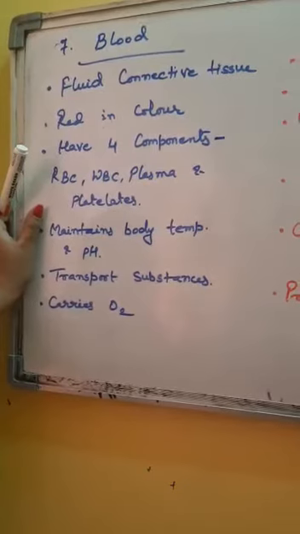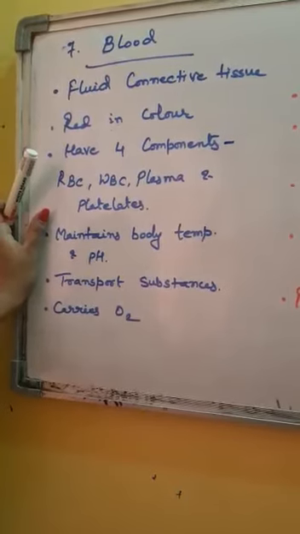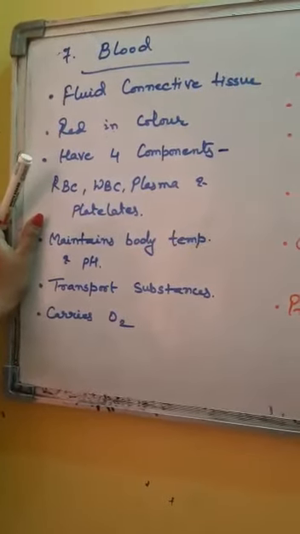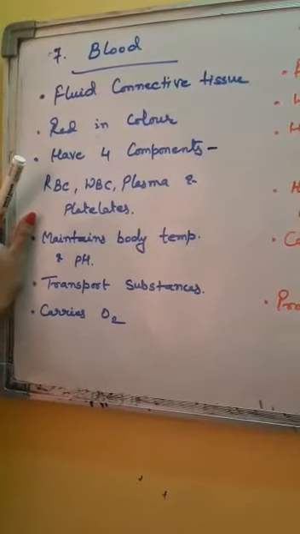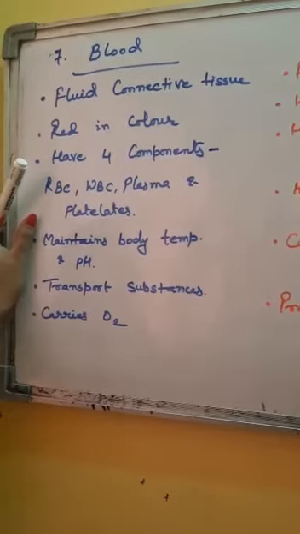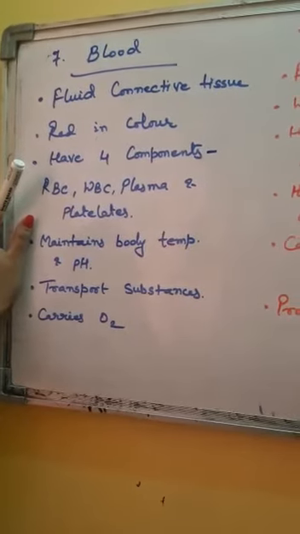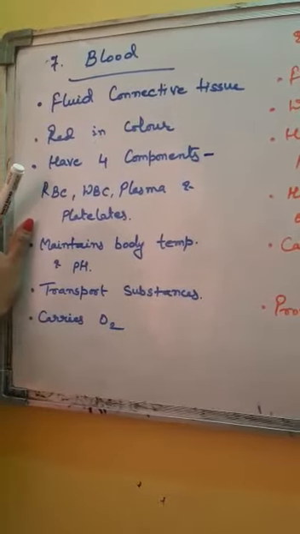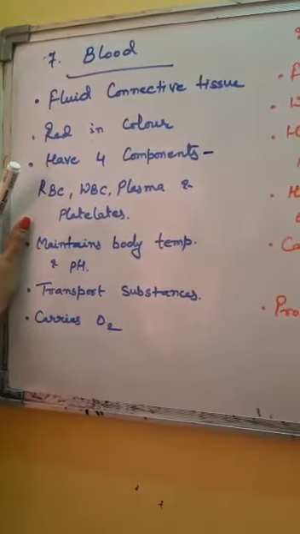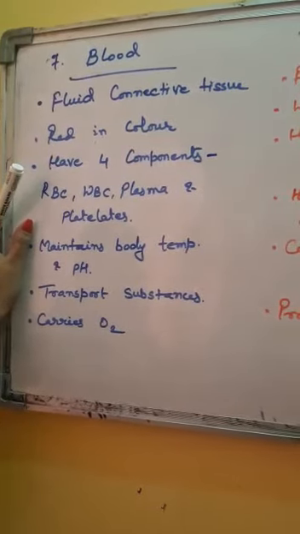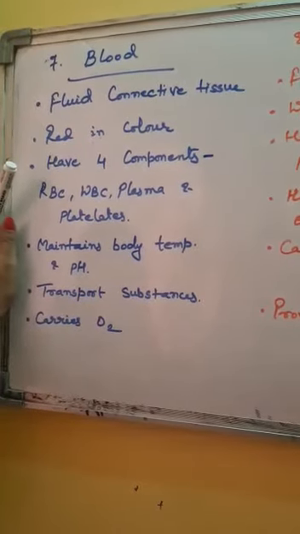Due to any injury or cut, when blood flows out of the body, these platelets perform some chain reaction and help in blood clotting. The blood clots and it stops the flow of blood. So in that way, blood platelets help the body to protect from excess blood loss in case of injury or cut. So these are four different components of blood: RBC, WBC, plasma and platelets.